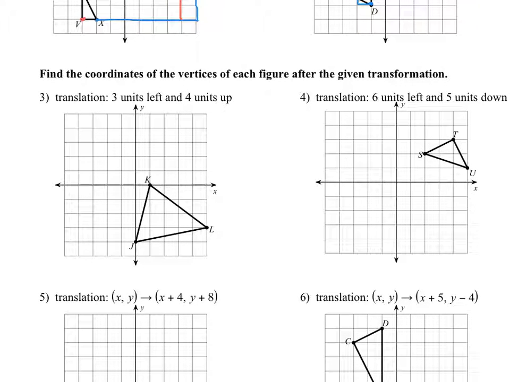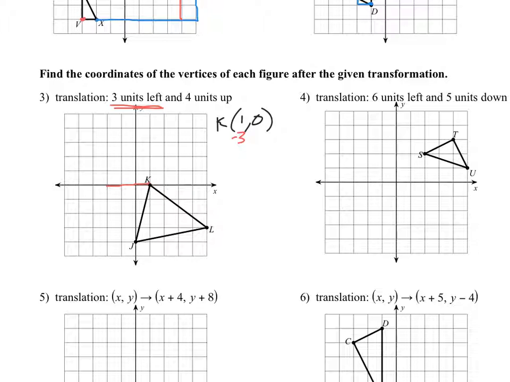Okay, find the coordinates of the vertices of each figure after the given transformation. So here we're going to actually change the values, okay? So what's K? Where is K? K is at 1, 0. So it says 3 units left. So what's that mean? That means I'm going to take my X and subtract 3 because I'm moving it 3 to the 1, 2, 3 left.